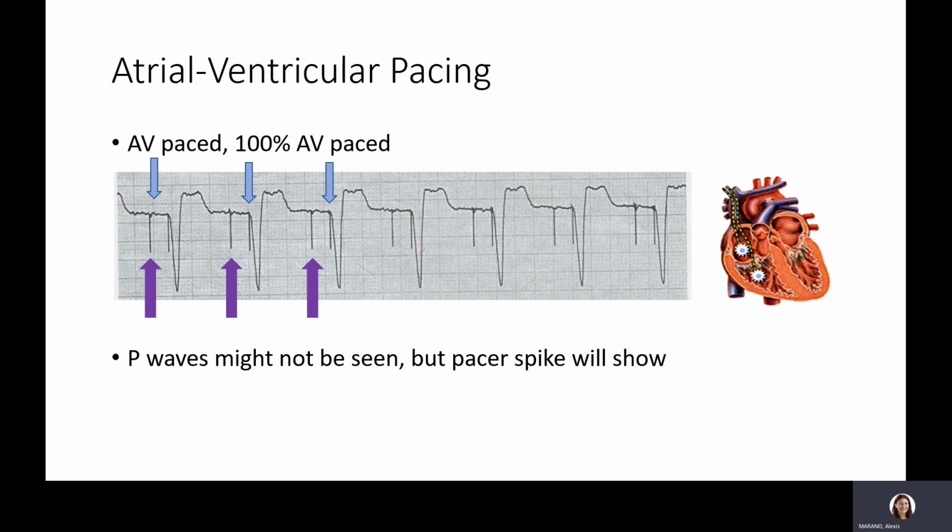To measure your PRI, you're going to go from the two pacer spikes closer to each other, and then you're going to do your measurement from there. Again, you're going to go ahead and accept that it's a P wave when you're measuring your PRI. Don't worry about it not being there.